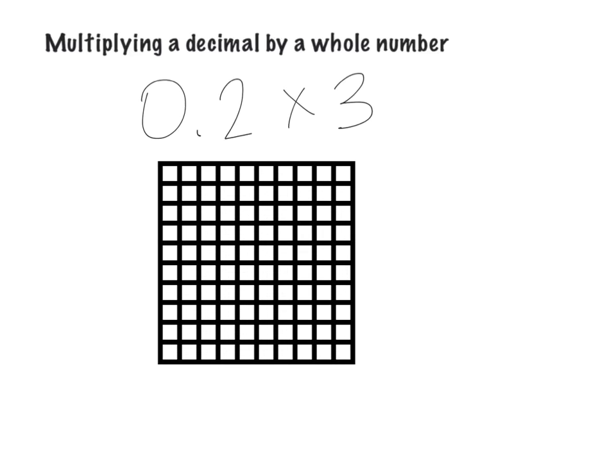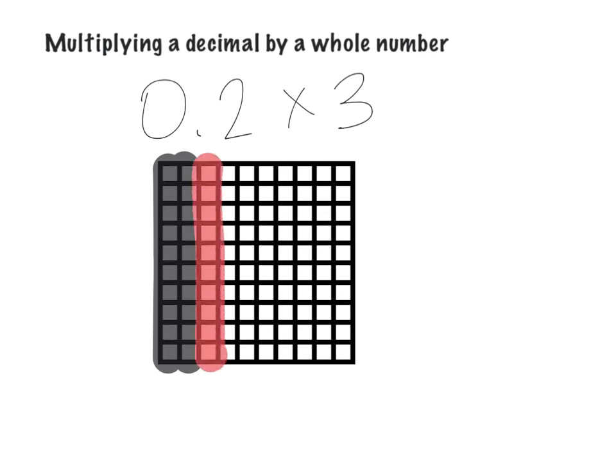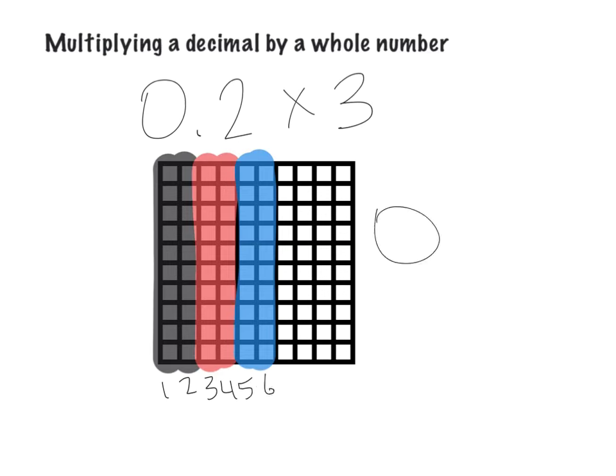So on our decimal grid that we have right here, I'm going to highlight 2/10 in one color, and then another group of 2/10 in a different color. And in our third group, in a third color. So we know that 10 hundredths equals 1/10, and that's why there's one color. So when I count them up, there's 1, 2, 3, 4, 5, 6 tenths shaded in.